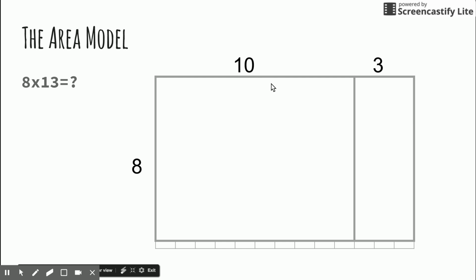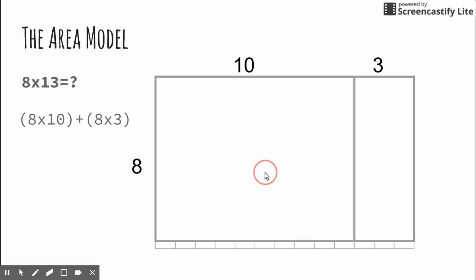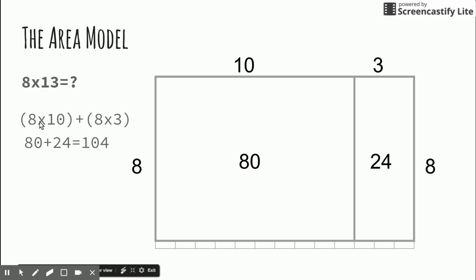So 8 times 10 would be 80, so the area of this rectangle is 80. And the area of this rectangle, and we'll put another 8 here just to make it really clear, would be 24. Then to get the full product of 8 times 13, I would add 80 plus 24, and that would give me 104.